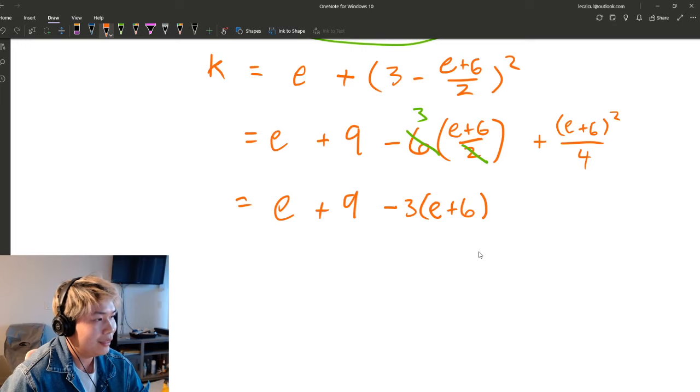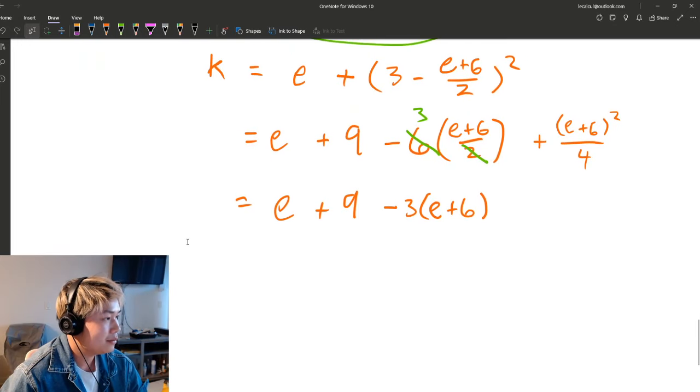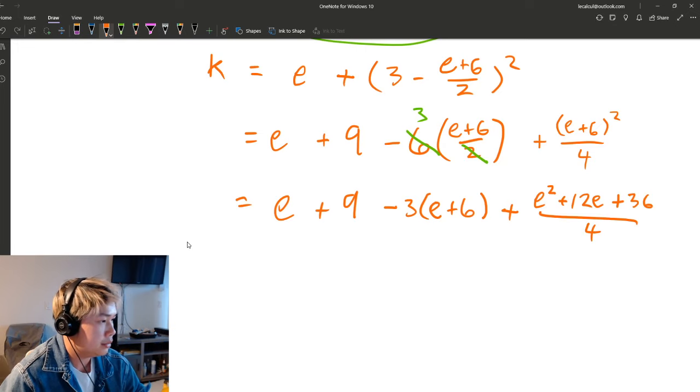Yeah, this is the paper. Why did you think I told you you should watch the VOD later? And then I think they expanded this out. So then this is gonna be e squared plus 12e plus 36 over 4, and then we're in the home stretch.